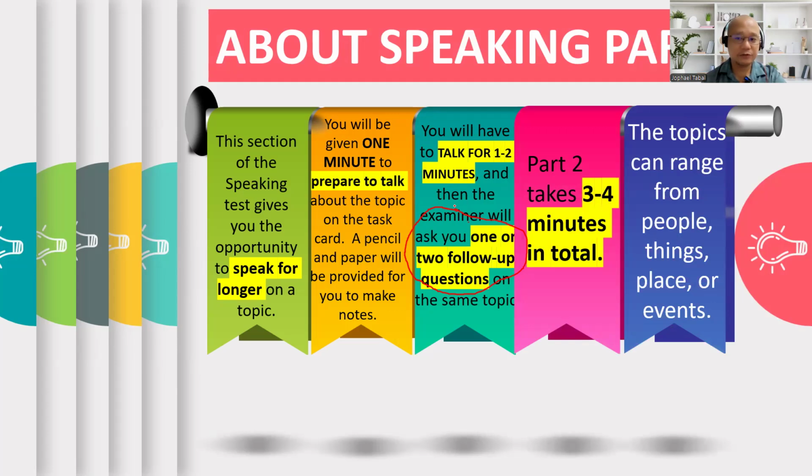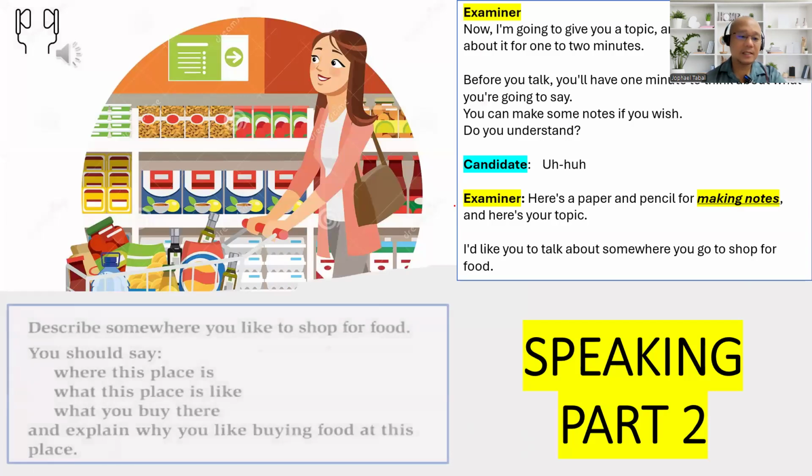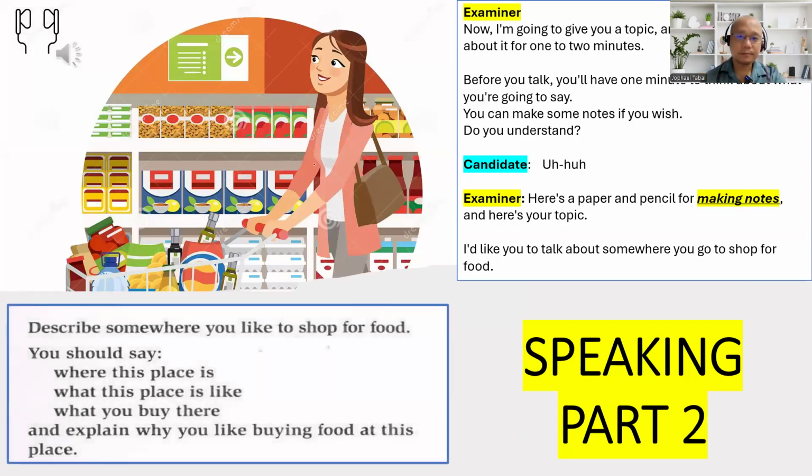Again, the topic can range from people, things, places, or events. Okay, so let's have an example here. This is an example introduction from the examiner. So the examiner would say, now let's listen to a sample speaking part two here. As you can see, this is the cue card. Okay, let's listen to the model answer right here.